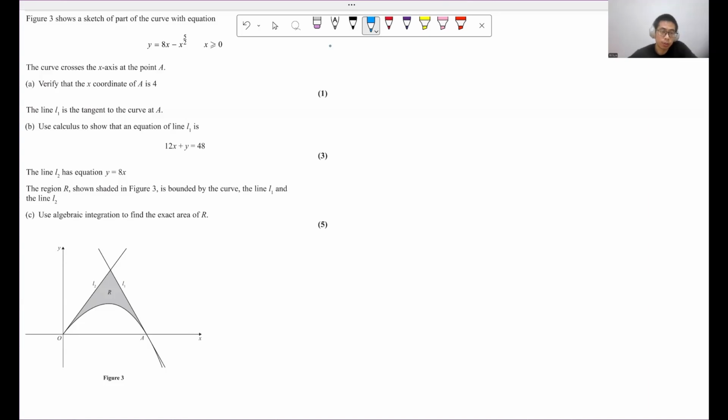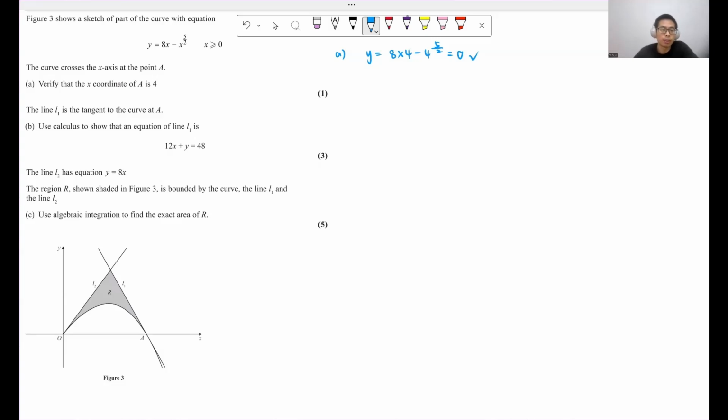So we know A is the x-intercept. If it's the x-intercept, y has to be equal to 0. So literally, we just have to substitute x equal to 4 into the equation to see whether y is equal to 0 or not. So y is equal to 8 times 4, and then minus 4 to the power 5 over 2. If we put that in the calculator, 8 times 4 minus 4 to the power of 5 over 2, that's just equal to 0. So then that's true. That's the x-intercept, so y equals 0. So then we verified it.